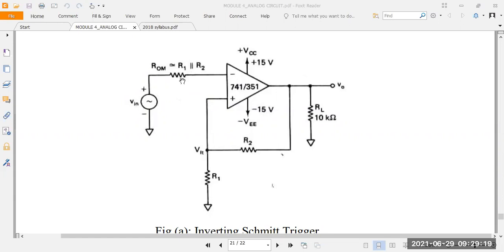Here the reference voltage comes from the R1 resistance and R2 resistance. Understood? Then you take the output from the op-amp using a load resistance of 10 kilo ohm. So this one is the inverting op-amp, because V in is connected to the inverting terminal, right? So you can call it the inverting Schmitt trigger circuit. The positive terminal is connected to ground through the R1 and R2 resistances.